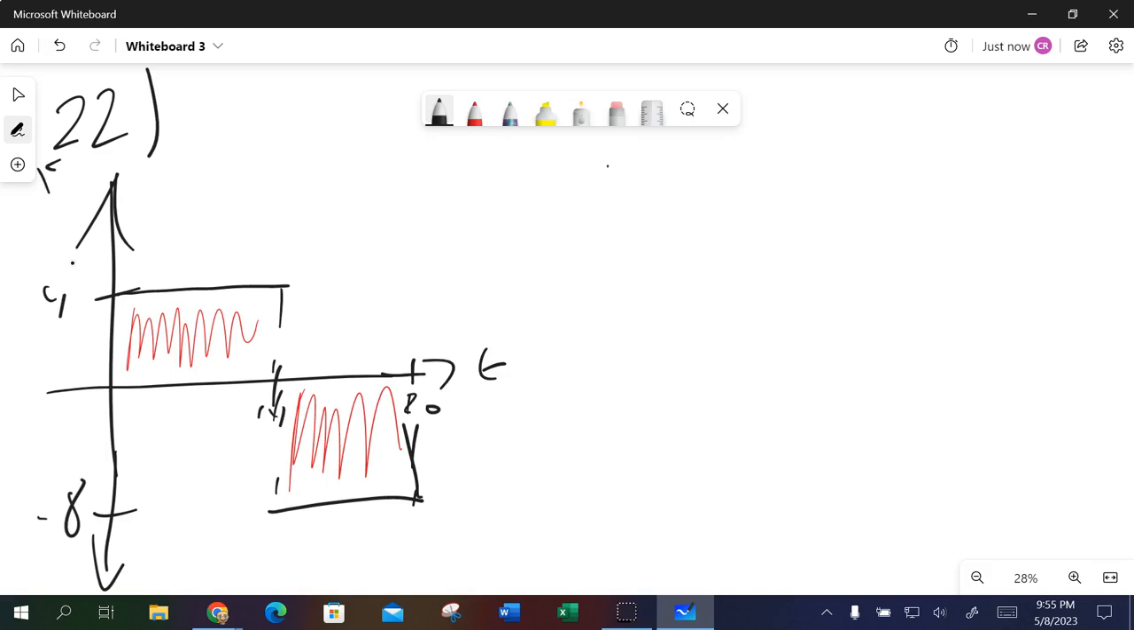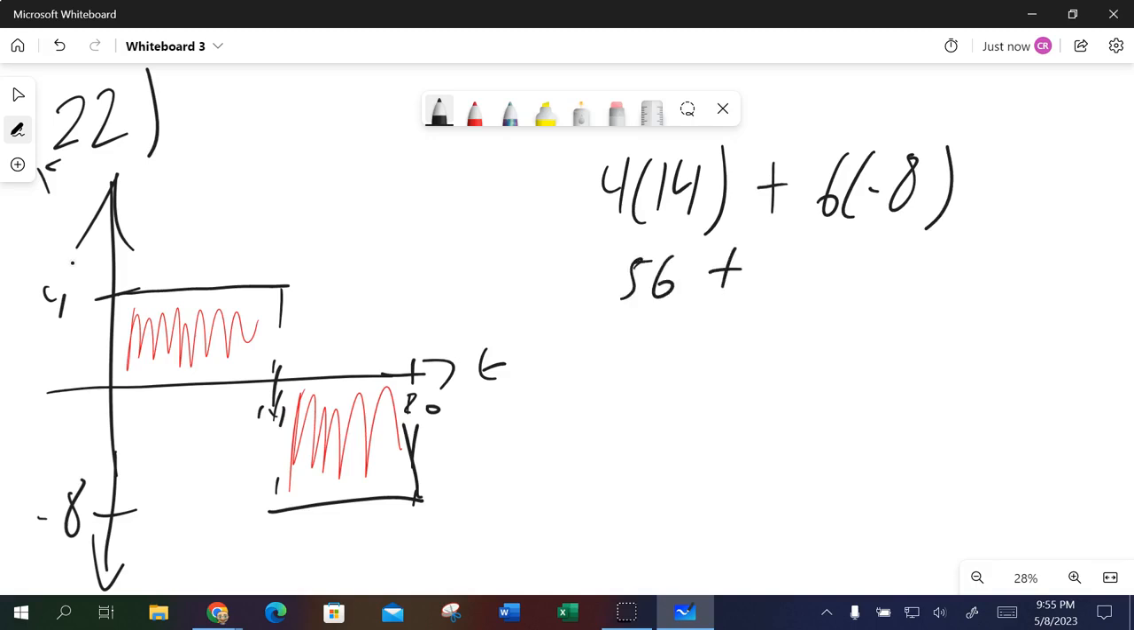So what we're going to do is 4 times 14 plus 6 times negative 8. 4 times 14 gives us 56, plus 6 times negative 8 gives us negative 48, which when we add those together gives us 8. Therefore, it does not reverse direction, because this is still positive and it's positive at the beginning.